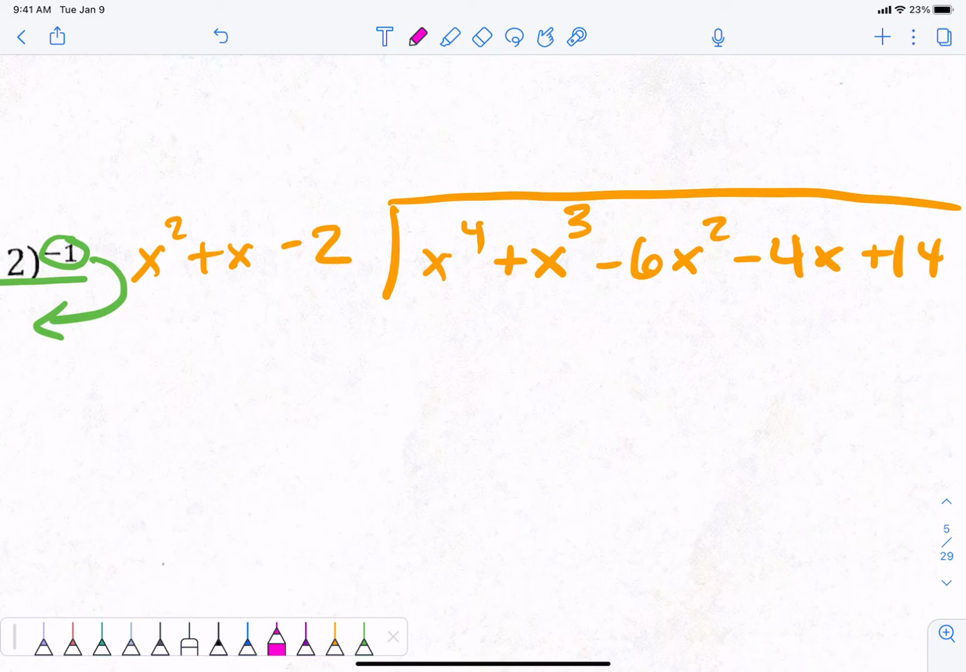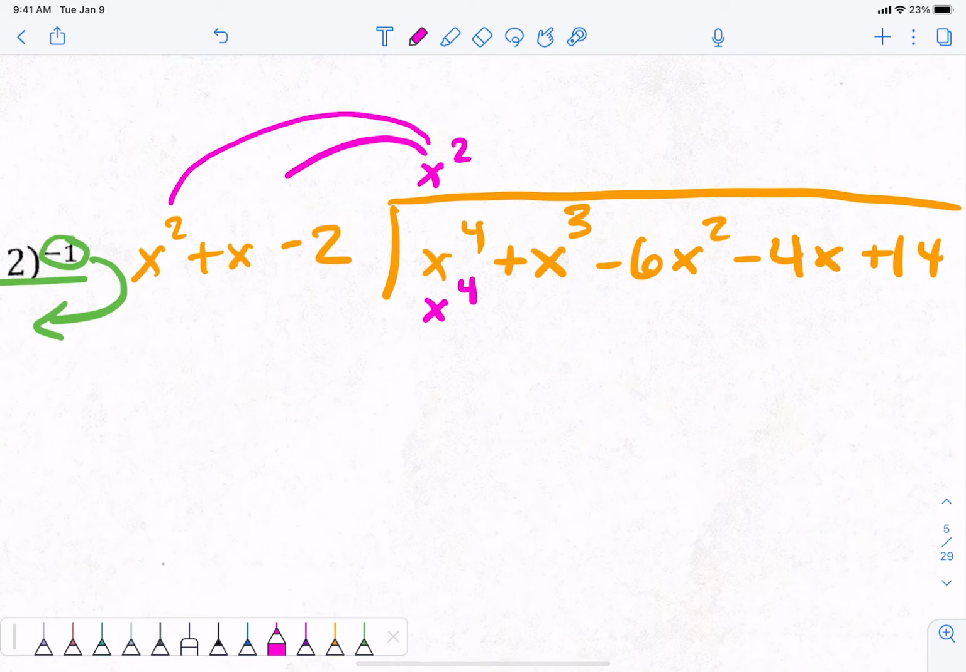All right. Look at x squared. We start with the x squared and we compare it to x to the fourth. So what do you need to multiply by x squared to get x to the fourth power? He needs another x squared, right? Okay, so we're going to put x squared there. And then we multiply back through. X squared times x squared is x to the fourth. X squared times x is x to the third. Uh-oh. X squared times negative 2 is negative 2x squared. Right? Did I do that right?